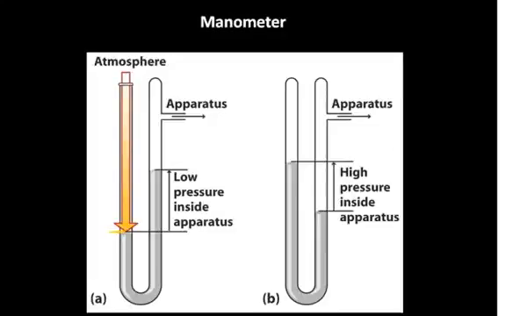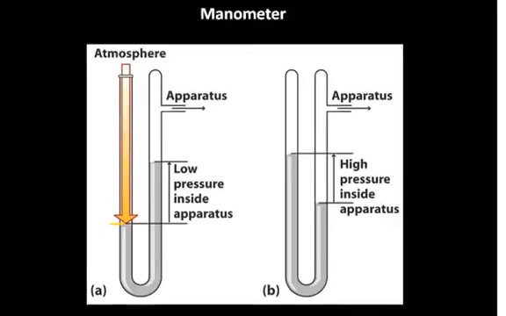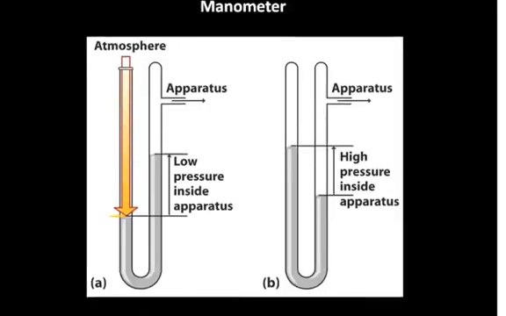Whereas a barometer is a device used to measure the absolute atmospheric pressure, a manometer is a similar but different device in which one can compare the pressure of a gas within some sort of a vessel or apparatus to the atmospheric pressure and make a pressure measurement on the gas. For example, in this diagram it says apparatus, and let's just assume that this apparatus is a tank containing some gas.